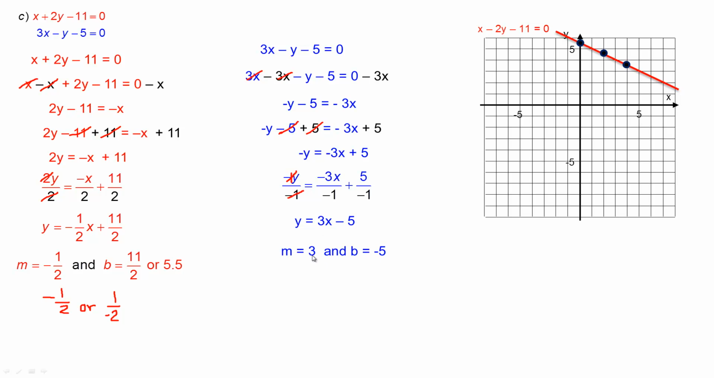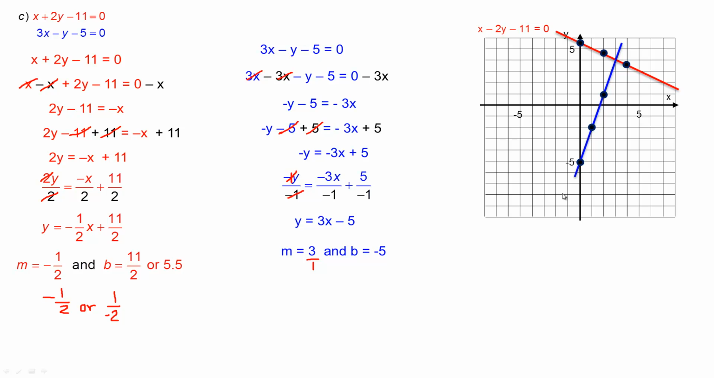Once again, we have an integer slope. So 3 is the same as 3 over 1. Negative 5 is the y-intercept, so we'll put a dot here at negative 5. That's where we'll start our graph. And the slope is 3 over 1, so rise is 3, run is 1. So from here, 1, 2, 3, up to the right 1. 1, 2, 3, up to the right 1. And we can draw our line.